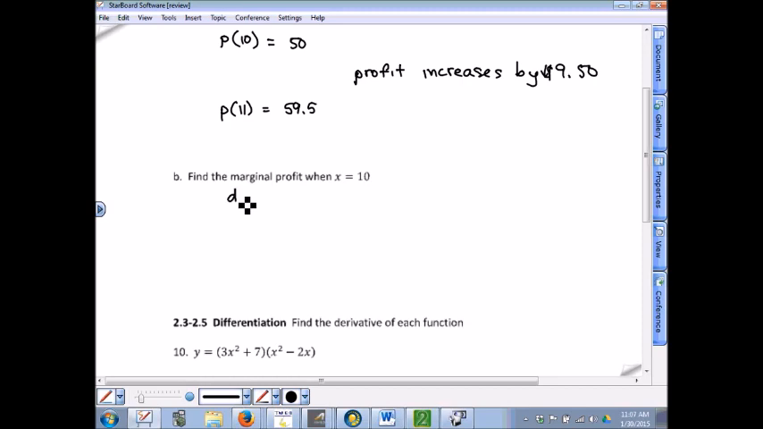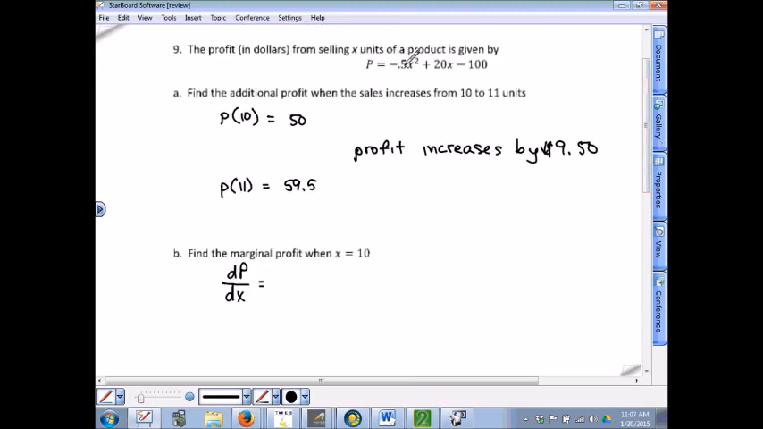So marginal profit is dP over dx. So if you take the derivative of the profit function, I'm going to rewrite this as -1/2 times x squared plus 20x minus 100. The 2 drops down, multiplies with 1/2, it's going to cancel out, so it's -x. The derivative of 20x is just 20. The derivative of -100 is 0. So the derivative here is -x plus 20.